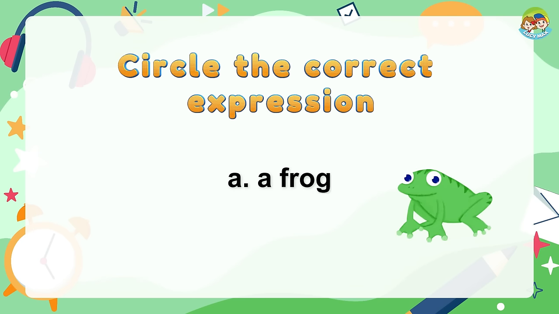A, a frog. B, an frog. Frog begins with F, a consonant, so you circle a frog.